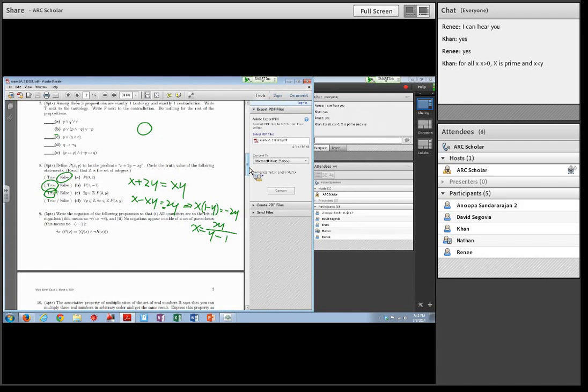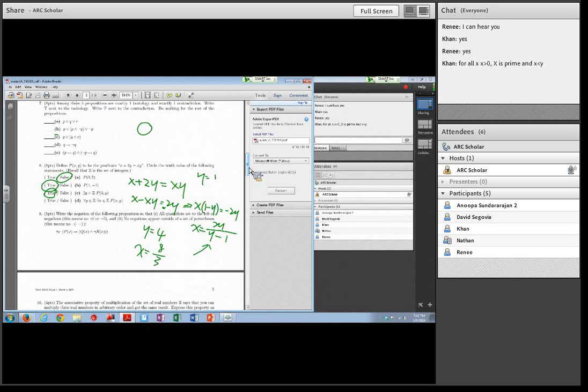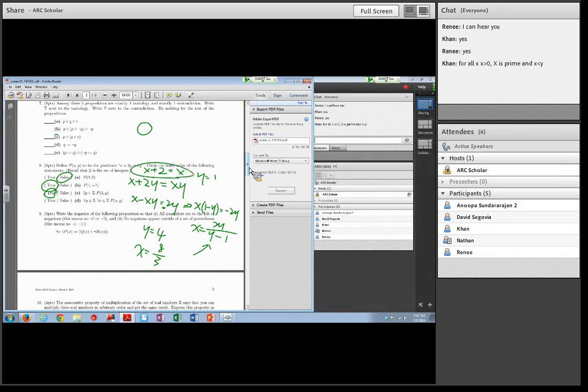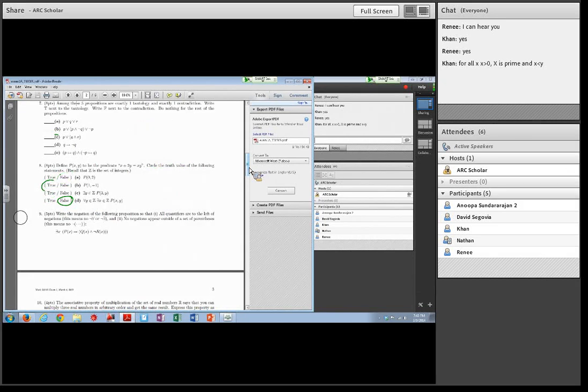So if this proposition is true, then whatever y you plug in, x has to be an integer, right? So what if y is 4? Then x is 8 over 3, which is not an integer. So this is the counterexample. Or the simpler example is if y equals 1, then it becomes x plus 2 equals x, which cannot be true for any x. So this is false. To prove something is false, you only need to find a counterexample.